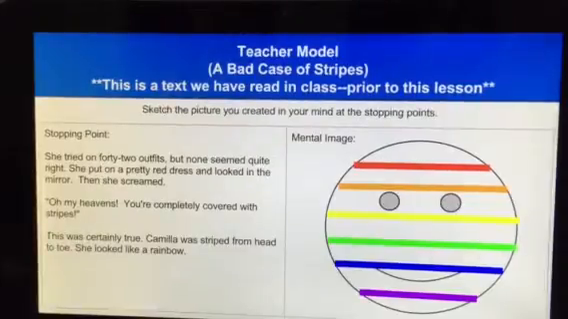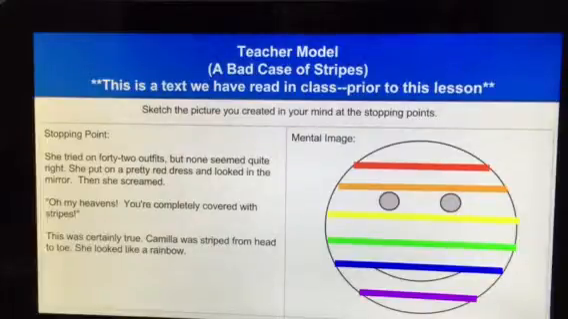Okay. For this example, which would be my teacher example, it was based on a book that we have already read in class called A Bad Case of Stripes. The text example I chose to use was when Camilla looked into the mirror and saw herself. The author describes her looking like a rainbow.